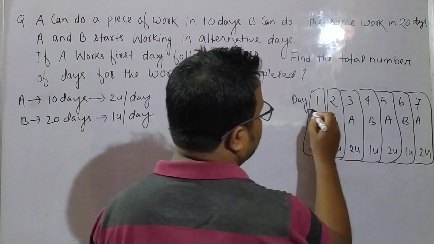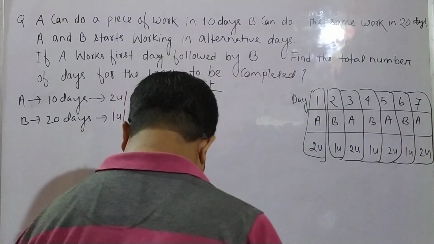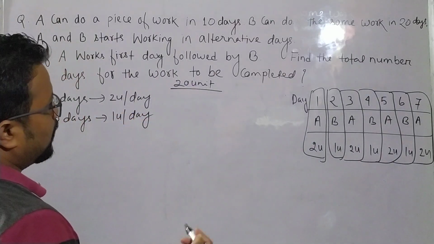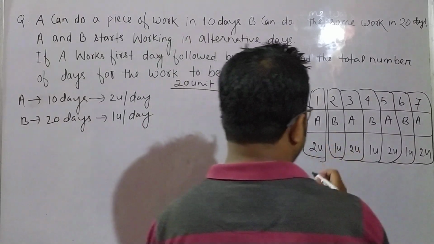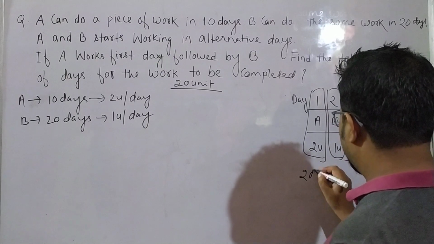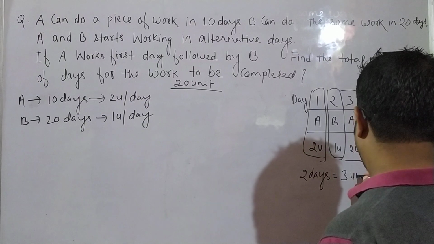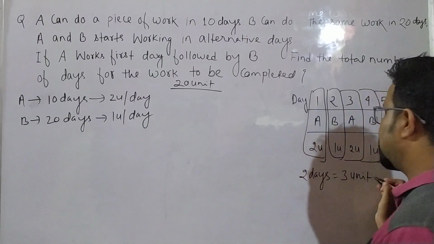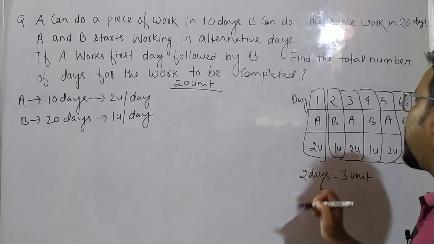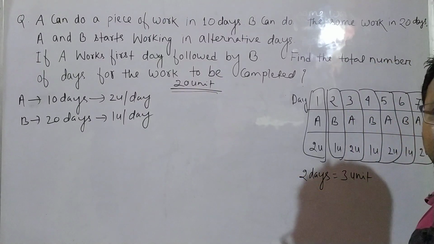So here, again for every 2 days, in the first 2 days, 2 plus 1, 3 units. For the first 2 days, 3 units. Now how much do I need? 20 units. How will I get this?